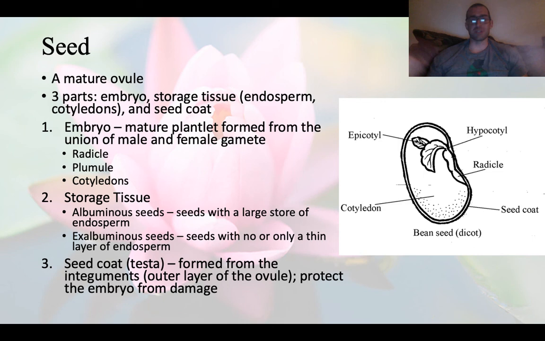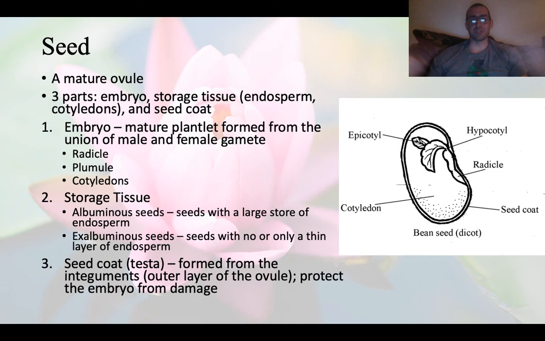Okay, so now we're moving on to the seed. And remember that I said the seed is a mature ovule, right? Those ovules are found in the ovary, which is a part of the pistil of our plant. And the seed is composed of three main parts. We've already learned this stuff, right? We have the embryo, which is the mature plantlet that is formed from the union of the male and the female gamete. And gamete is just another word for the sex cells. So it's the fusion of the sperm and the egg that forms a zygote, and that then divides and eventually is going to form this embryo.